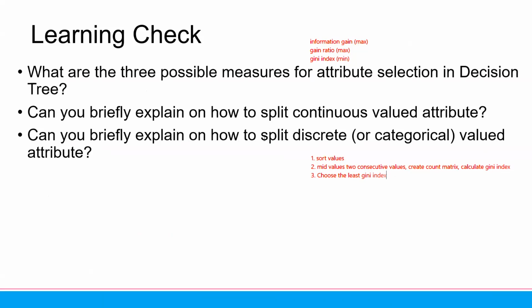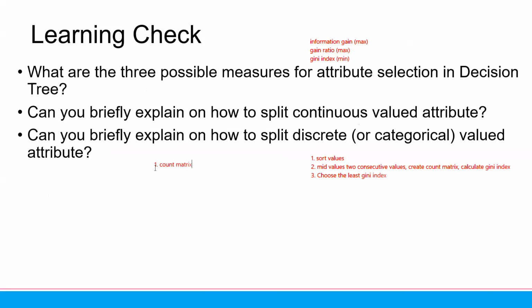Can you briefly explain how to split a discrete or categorical value attribute? If you are using the continuous value attribute, you need to sort the values. But for the discrete or categorical value, you don't need to sort. So first, you need to make the count matrix. In the first part, we learned about the count matrix. We say the age is less than 30, so how many yes and how many no? So we can make the table.